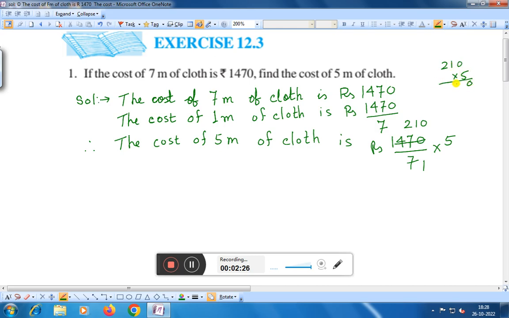5 0 is 0, 5 1 is 5, 5 2 is 10, that is rupees 1050, right? Therefore the cost of 5 meter of cloth is rupees 1050. That is the solution of question number 1.